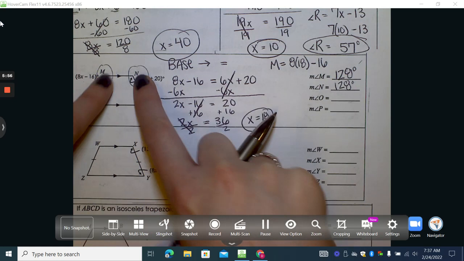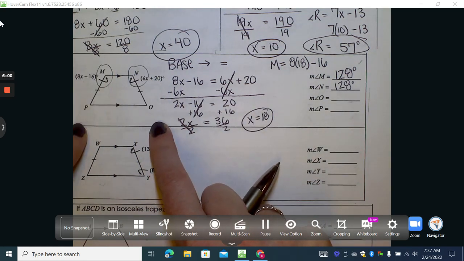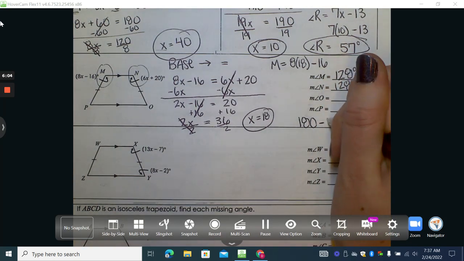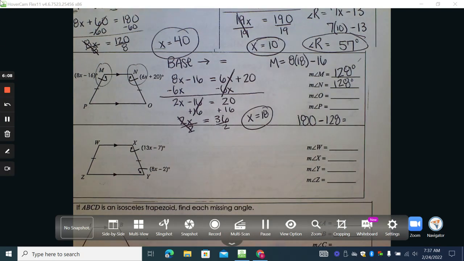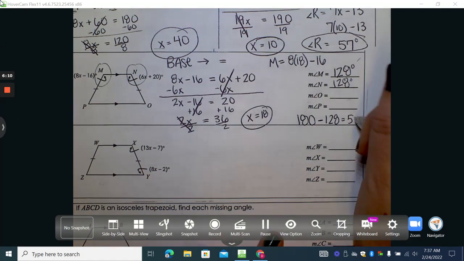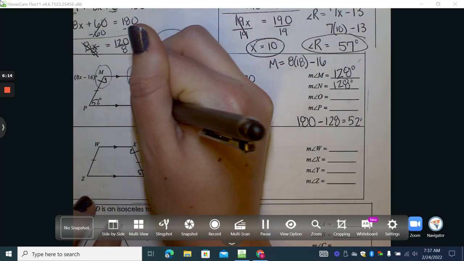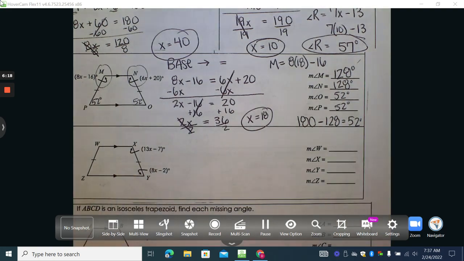If I want to know what their consecutive angles are, angle O and angle P, all I have to do is take 180 minus 128, and that gives me 52 degrees. So I know that P and O are both 52 degrees.